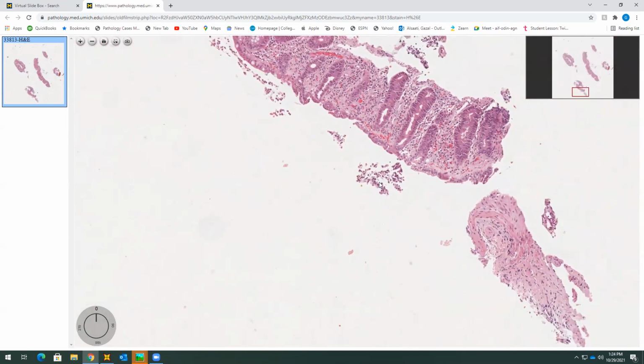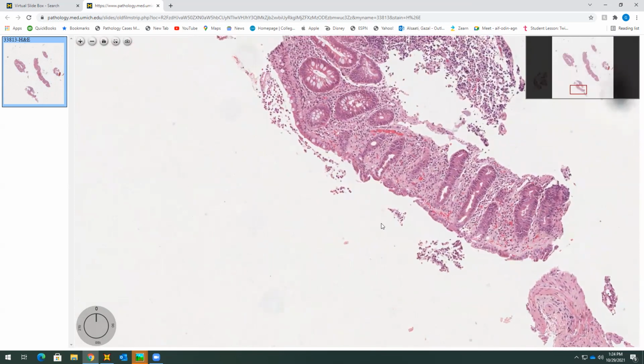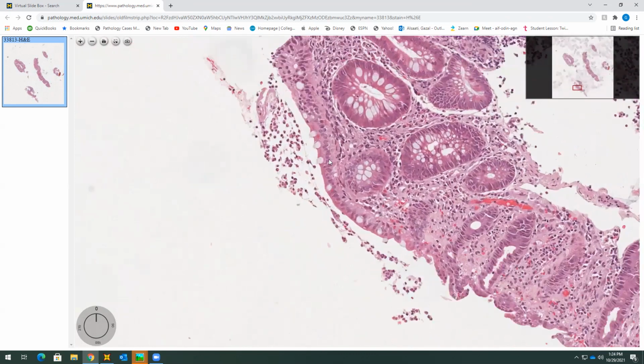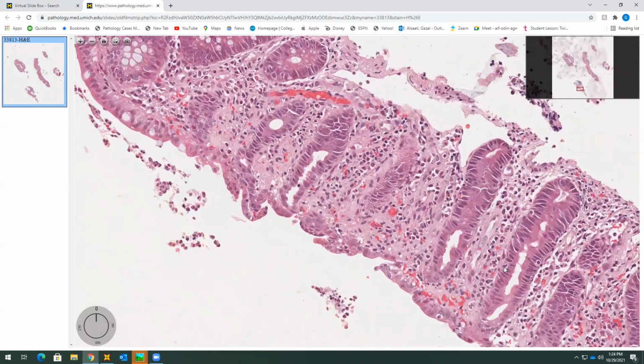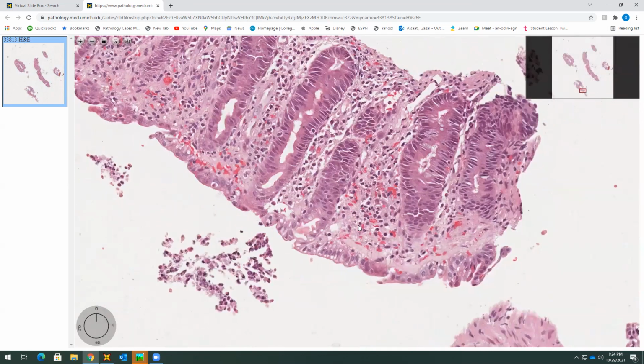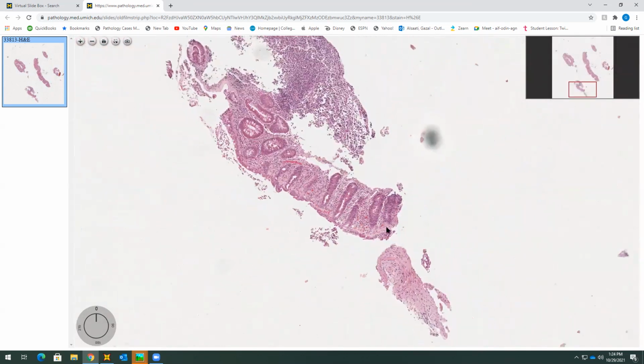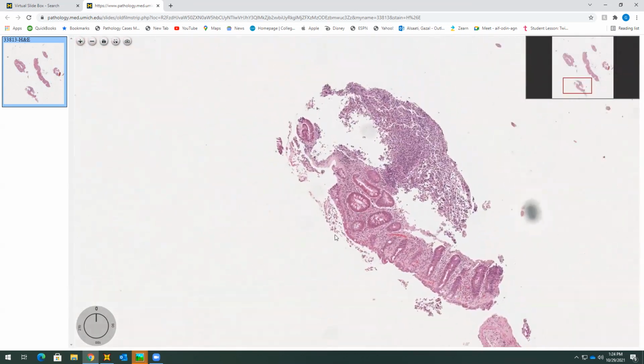So for me, this one, I will call this active colitis, no chronicity. I will do a CMV. I'll say there's no CMV inclusions. And my highest differential diagnosis is infectious etiology. I don't see parasites. Also, this is another thing that I will call for parasites.